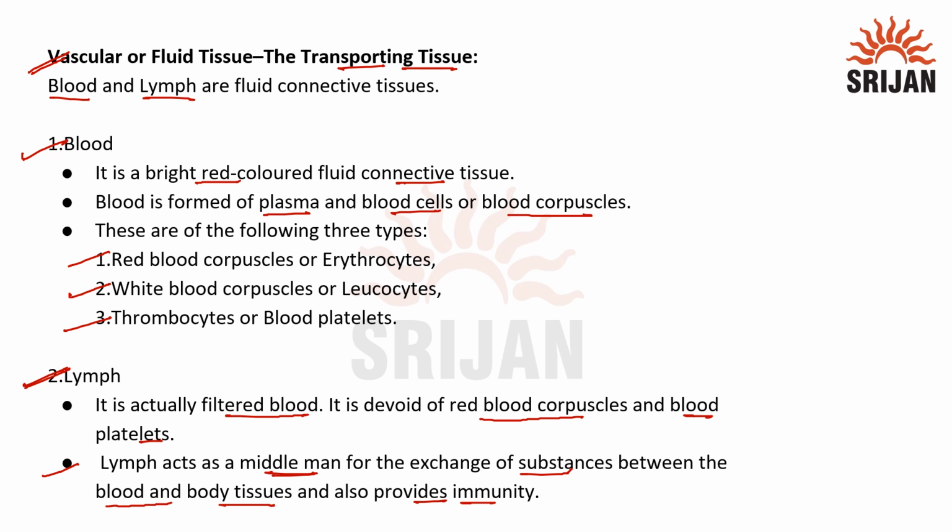Apart from this, blood and lymph together are going to do the work of transportation of nutrients, gases, waste, and in this way it is a very important connective tissue.